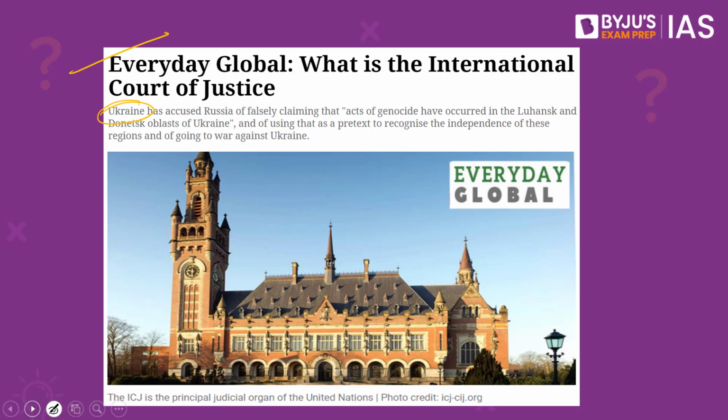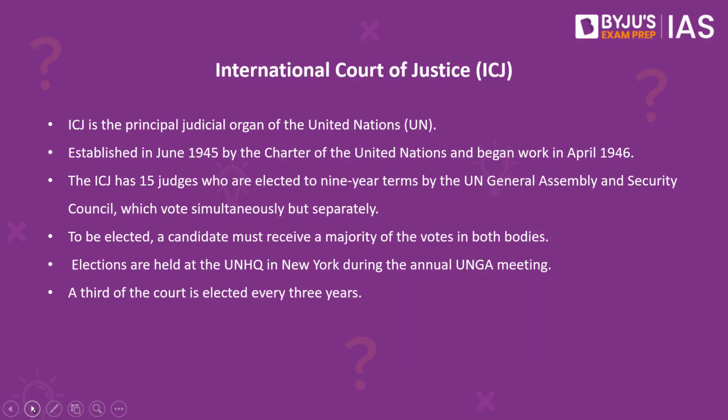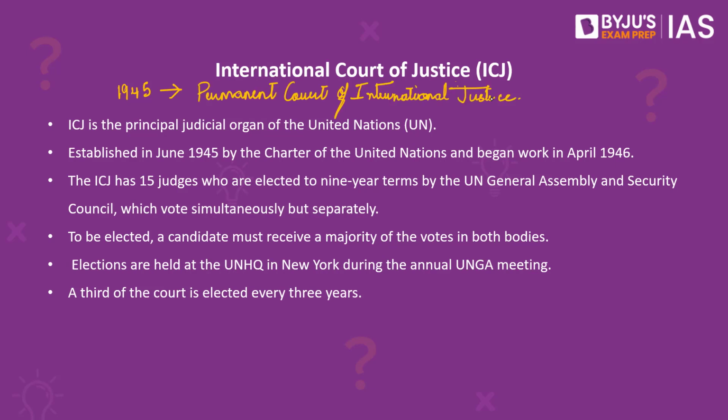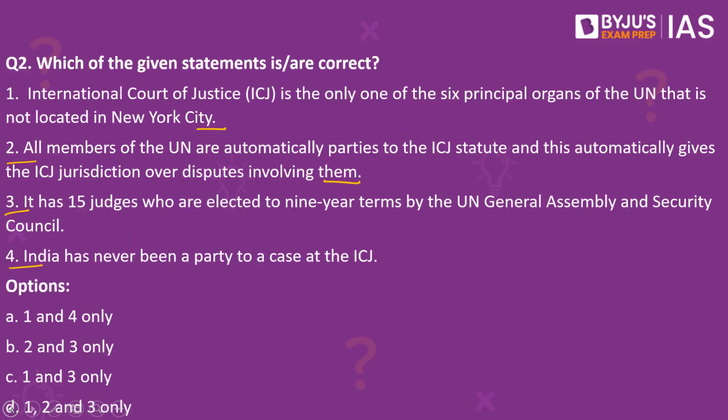See, the International Court of Justice is the principal organ of UN. This was established in the year 1945 and this is the successor to the Permanent Court of International Justice. Now, where is it based? It is based in the Peace Palace in The Hague. So this is the only one of the 6 principal organs of the United Nations that is not located in New York City. The other 5 organs are located in New York City. So statement number 1 becomes correct.